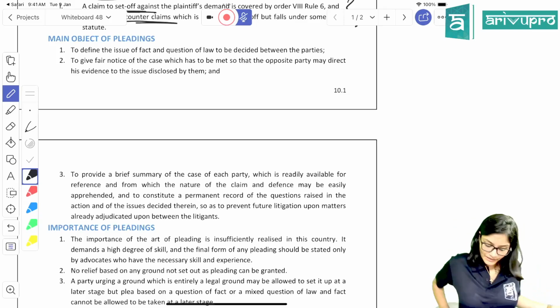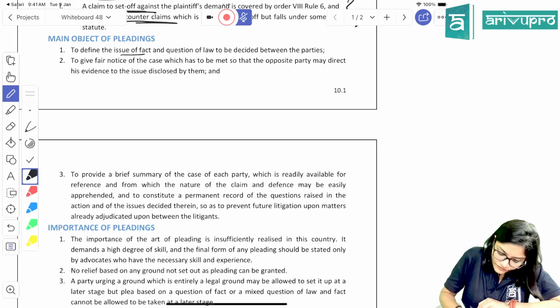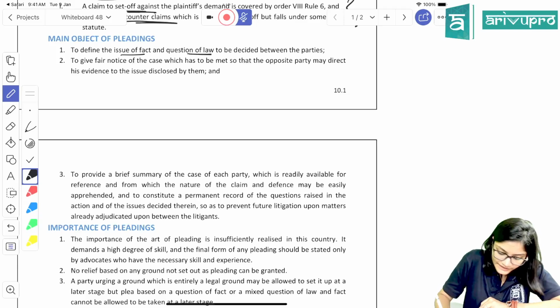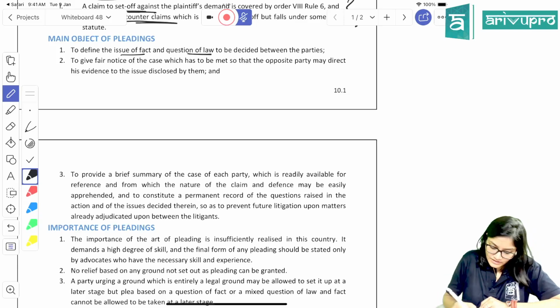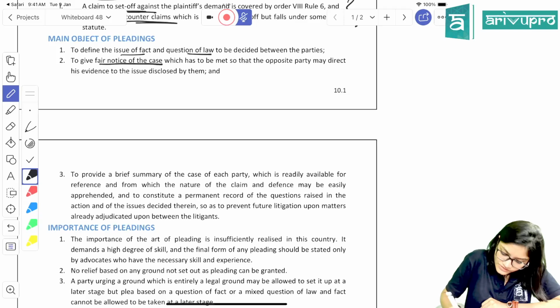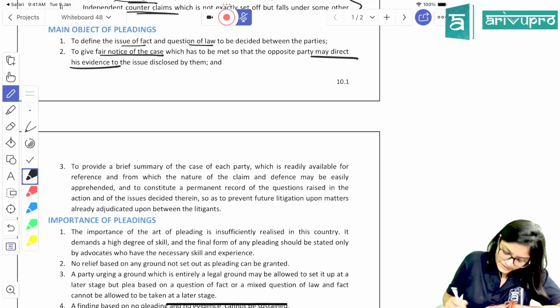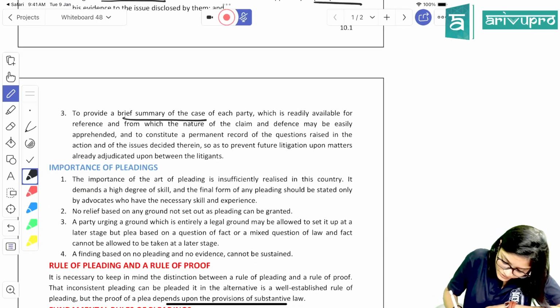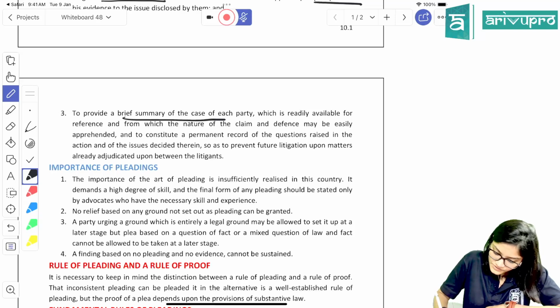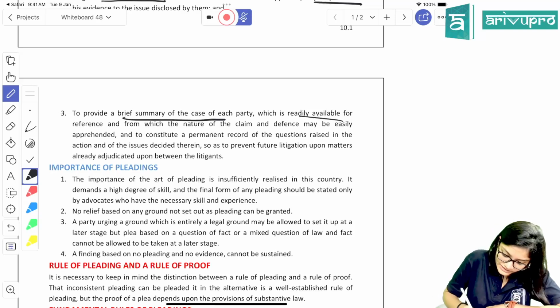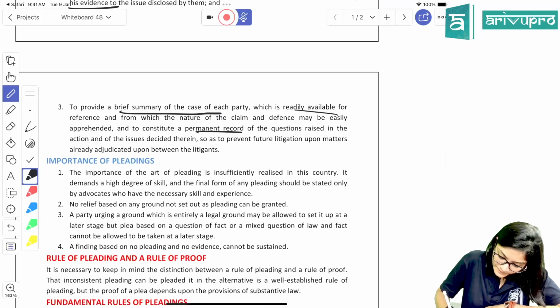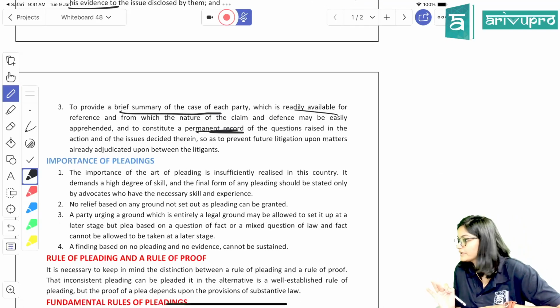The main object is what? To define the issue of fact and the question of law to be decided between the parties. To give fair notice of the case which has to be met, so that the opposite party may direct his evidence to the issues disclosed by them, right? To provide a brief summary of the case of each party, which is readily available for reference and from which the nature of the claim and defense may be easily apprehended. And to constitute a permanent record also. It will help as a permanent record, right?